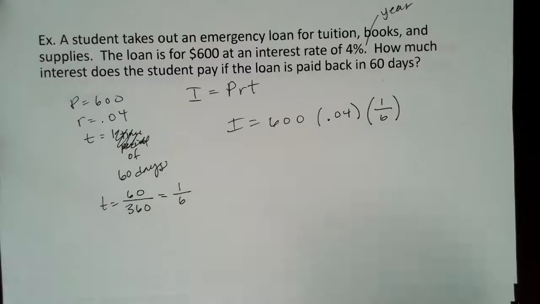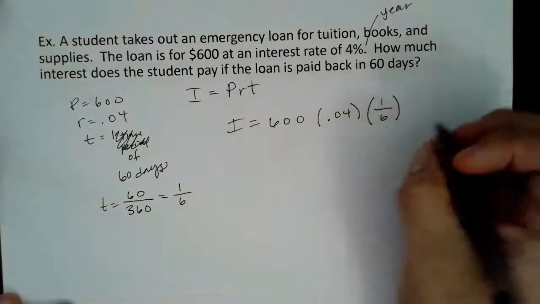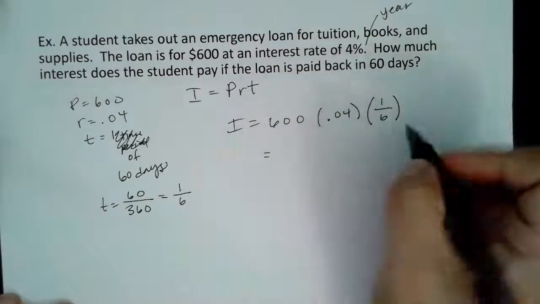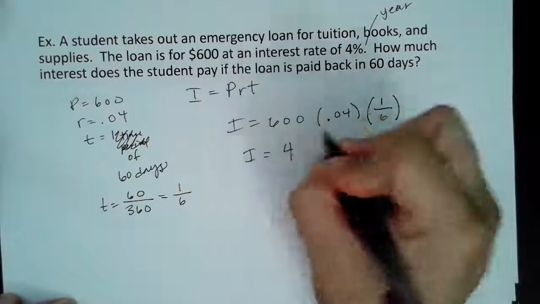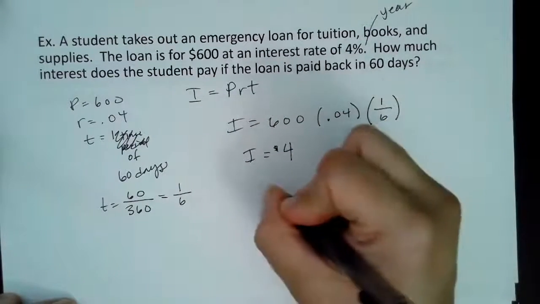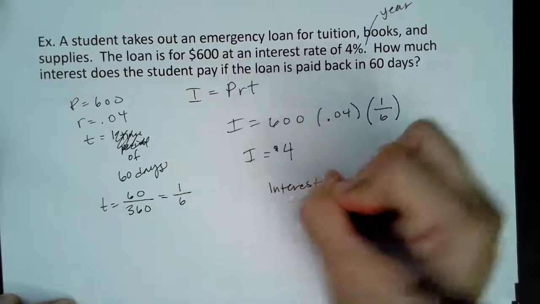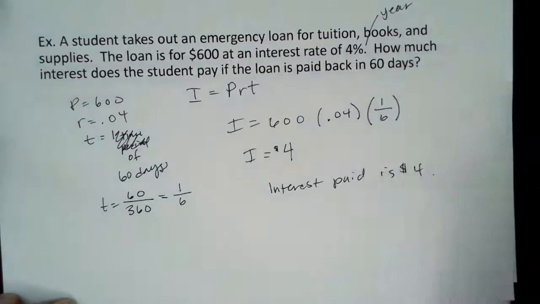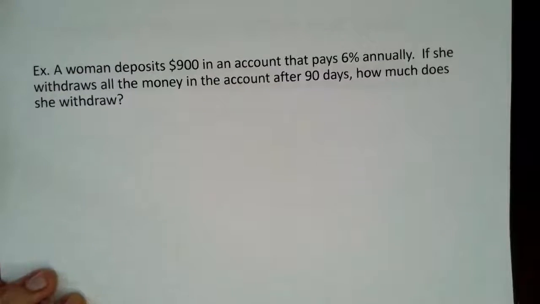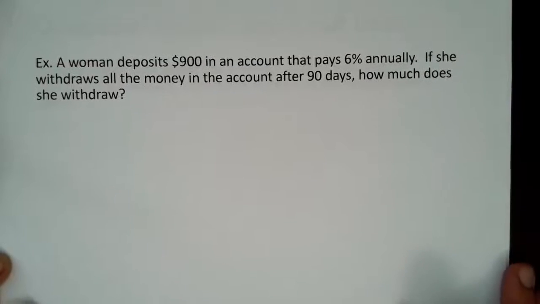And if we calculate this out, this is going to be just 4. So the only interest that this person pays is $4. That's very nice. Interest paid is $4. Okay? So let's do another one.